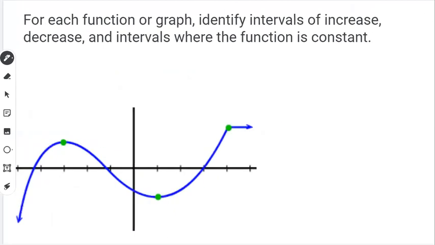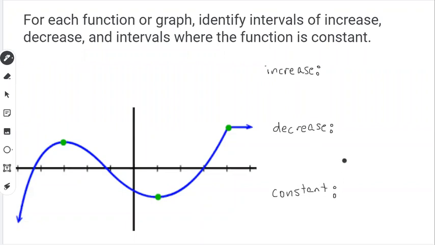Okay, now we have a new graph that we want to look at. We want to identify intervals of increase, decrease, and constant. So just like last time, I'm going to have my increasing intervals. We'll put that at the top. I'll have my intervals of decrease. I'll put those right here. And we'll have our intervals of constant. I'll put that right here.